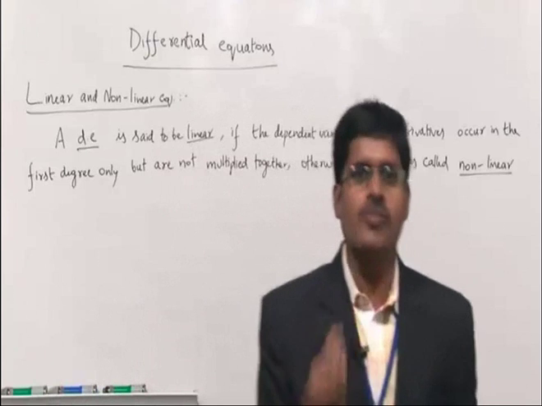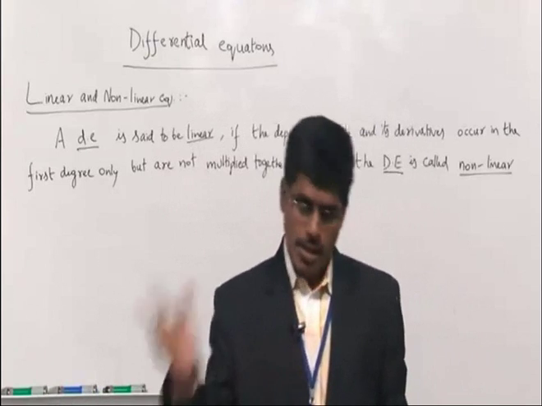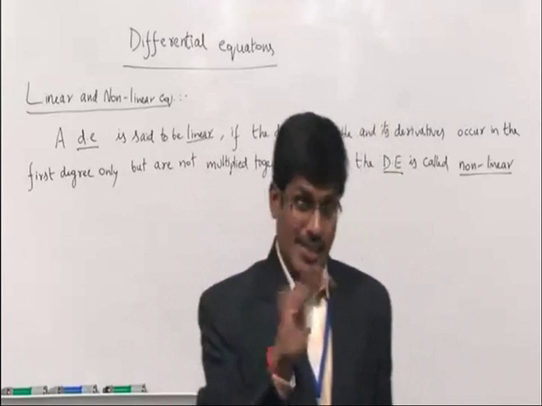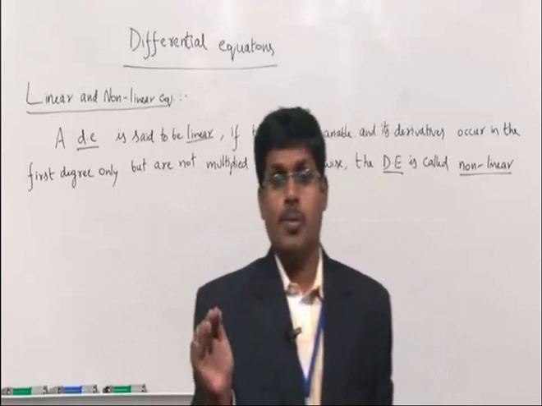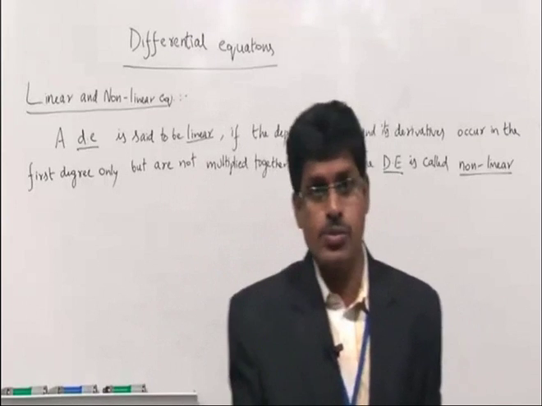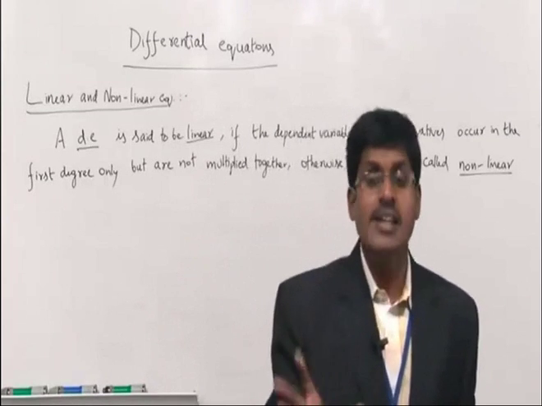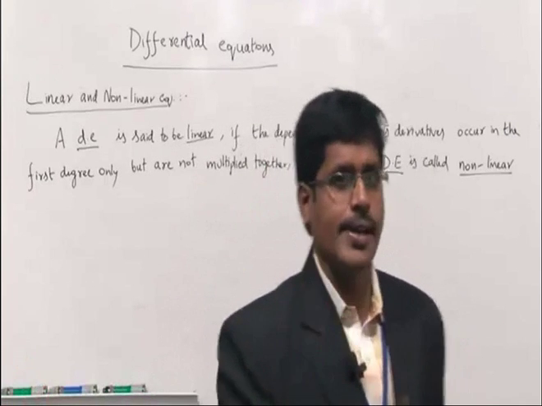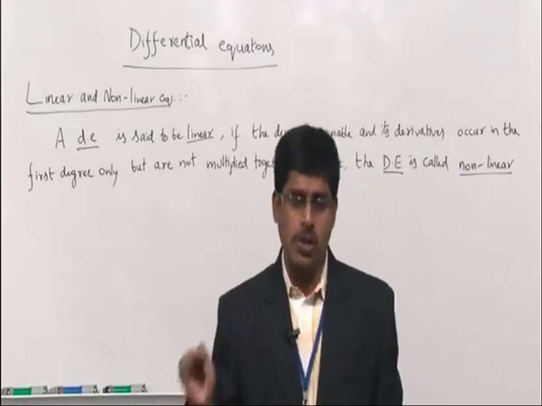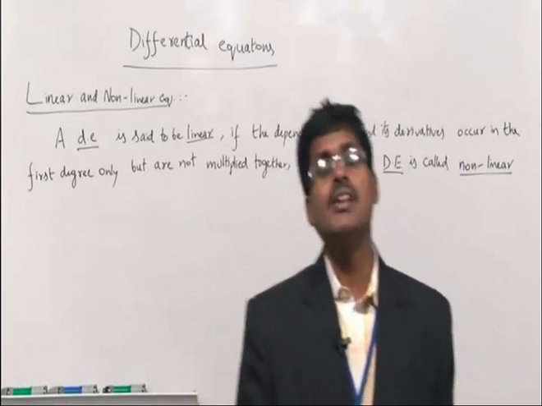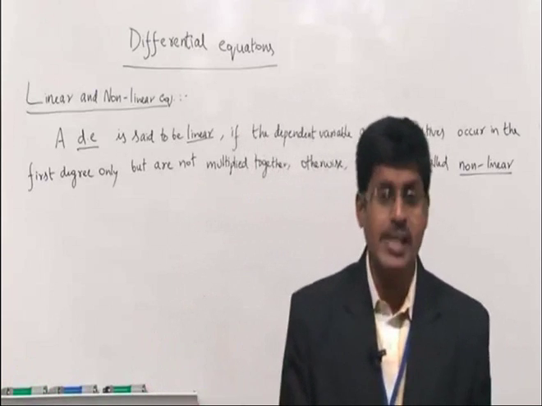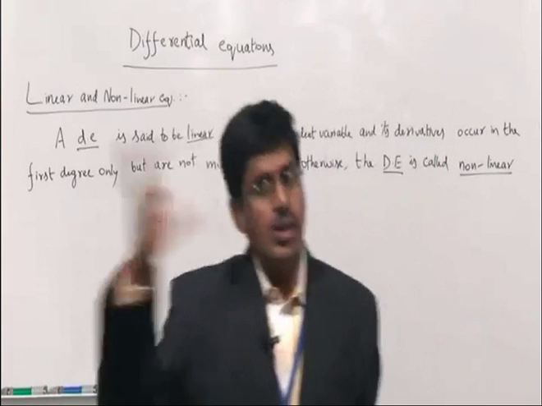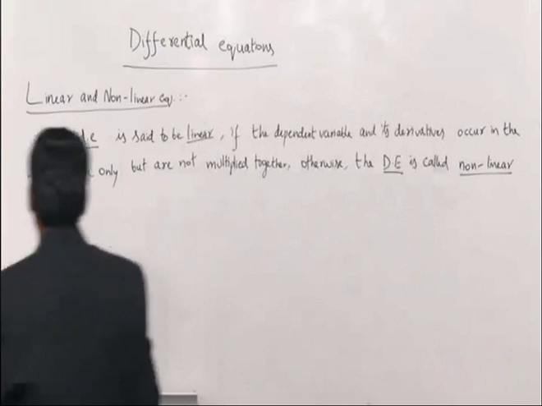For example, if the dependent variable is y and one of its derivatives is dy by dx, then y into dy by dx means the dependent variable is multiplying by one of its derivatives. Product terms mean a dependent variable and its derivatives, or two of its derivatives, multiplying. Such terms should not belong to the given equation, otherwise the equation is called non-linear. Products should be absent, then only it is called linear. Products, if any present, then it is called non-linear. What is the meaning of product? A dependent variable multiplying with one of its derivatives, or first derivative multiplying by second derivative, etc. Okay. Example.